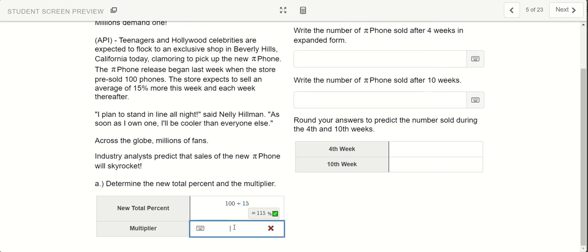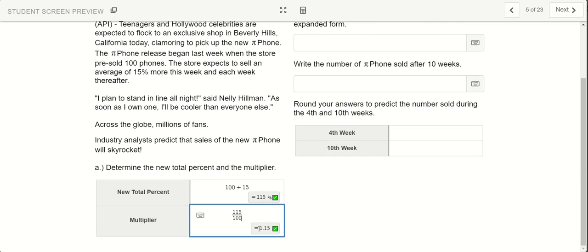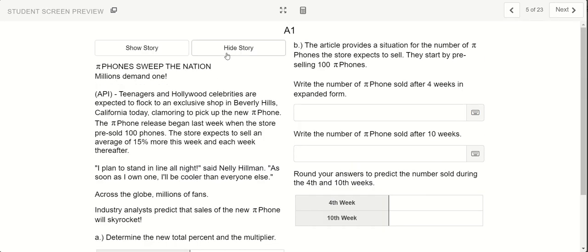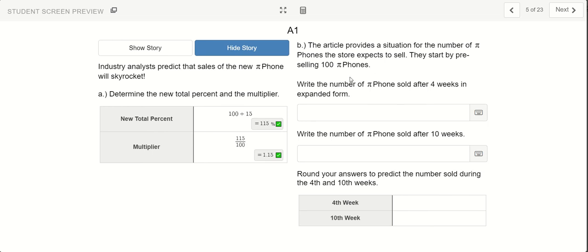So that's going to change to a multiplier of 1.15. The way we figure that out is that 115 out of 100% means out of 100. That's going to end up being 1.15. Okay, so let's hide that. So how many Pi phones are sold after 4 weeks? So if I start off with 100 during pre-sale, again, I'm going to keep multiplying this multiplier. So if I do times 1.15, then I sold 115 in week 1, times another 1.15.